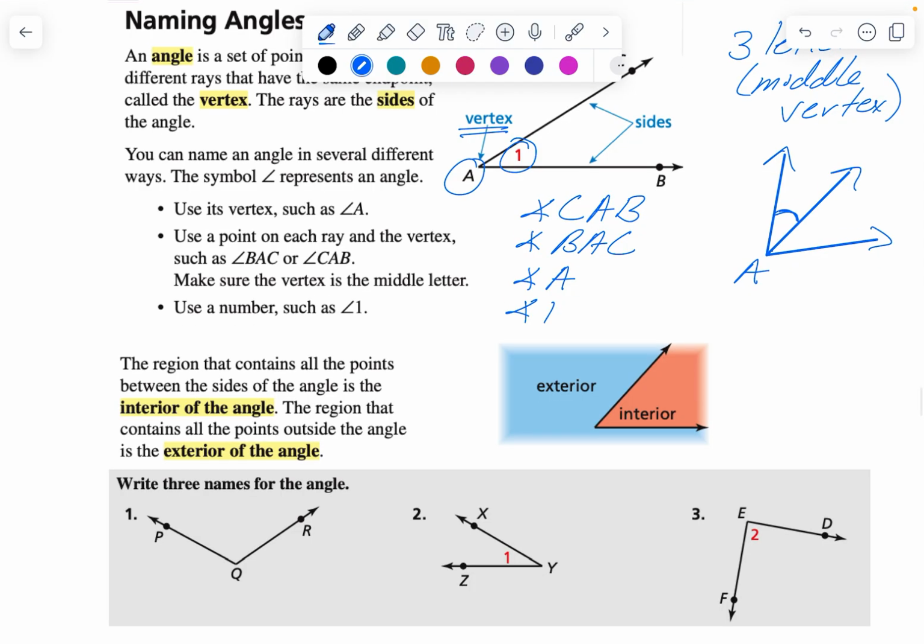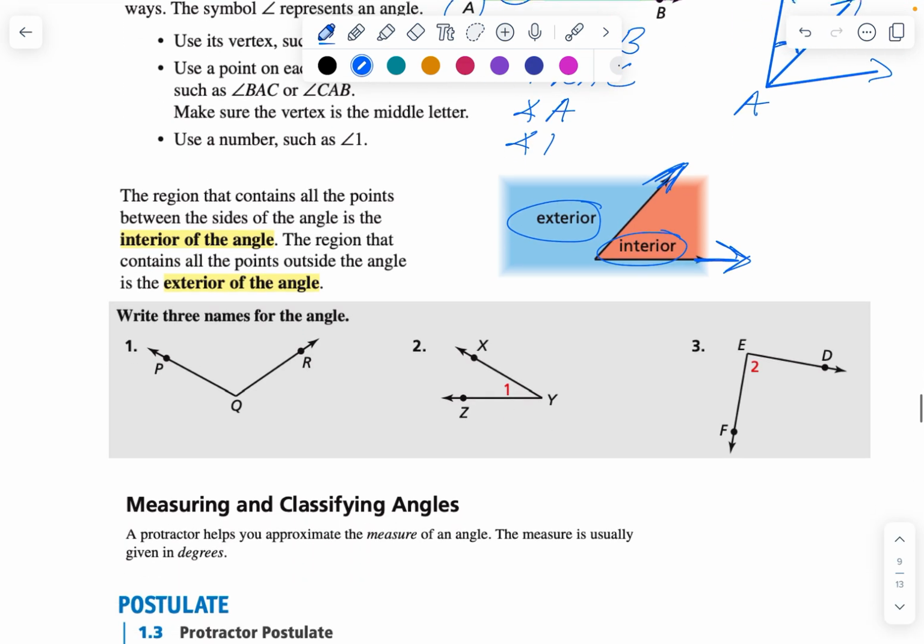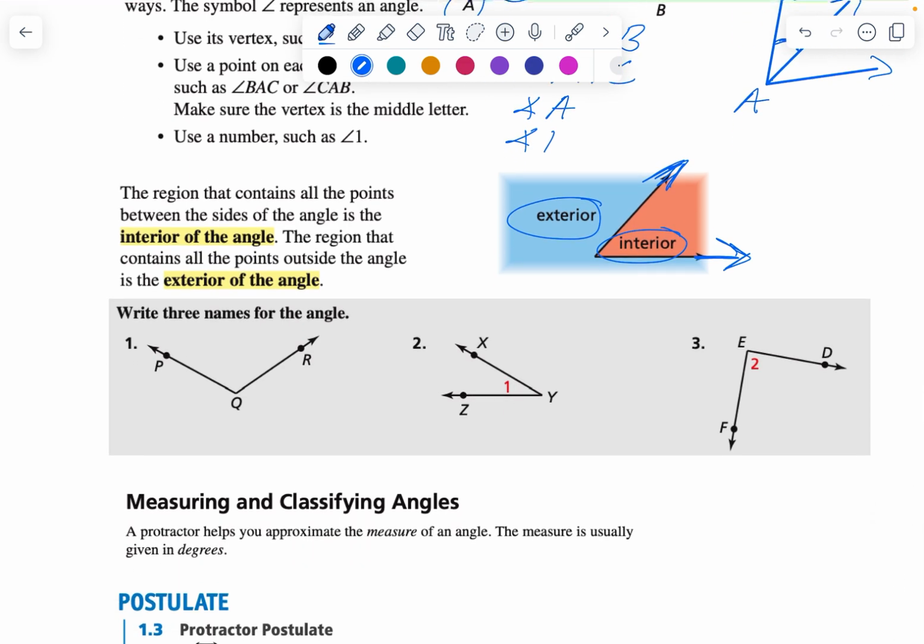When you have an angle, these sides go on forever. And this is what we call the interior of the angle, and then outside the angle is the exterior of the angle. All right, pause the video and try these 3. Then you can push play to see the answers.